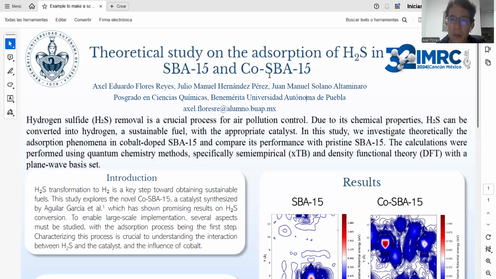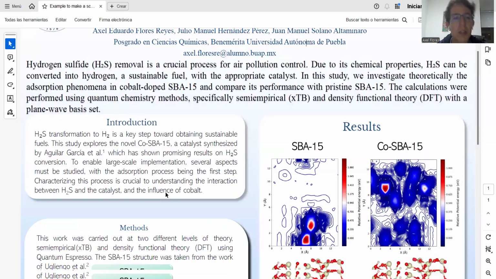So in order to implement this catalyst on a bigger scale, we have to investigate certain things, being the adsorption process the first step. And how do we investigate this? Well, we do it using quantum chemistry methods, specifically semi-empirical and density functional theory with a plane wave basis set. This means that we are using periodic conditions that are very appropriate for describing solids, like in the case of both of these materials. So how do we do it?